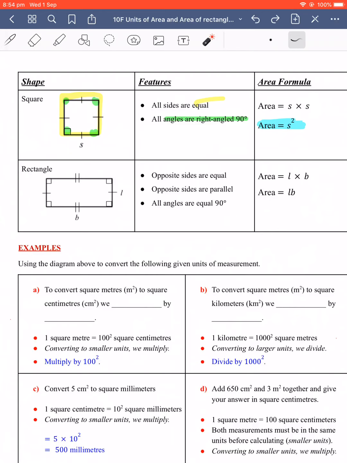For my rectangle, you have two different sets of sides. Opposite sides are equal, so let's just highlight to show that. Opposite sides are equal, and we also have that on the other sides as well. The opposite sides are parallel. And we also have that lovely feature that all the angles in the corners are 90 degrees, same as what we had for our square. And our formula is our length multiplied by our breadth, so we can write it as LB. Now hopping on to your examples.